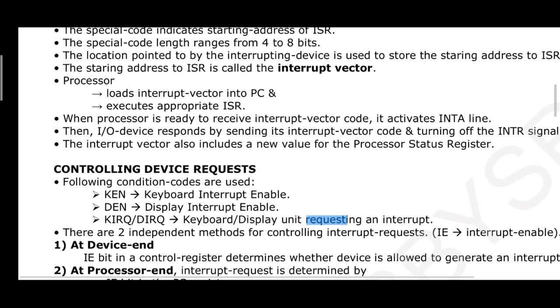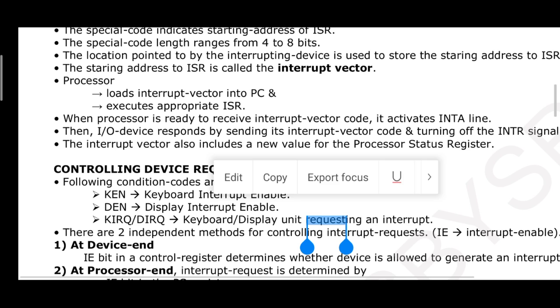The starting address of the interrupt service routine is called the interrupt vector. That is what a vectored interrupt is. Now the topic is about vectored interrupts, isn't it? The vector is nothing but the starting address of the interrupt service routine.